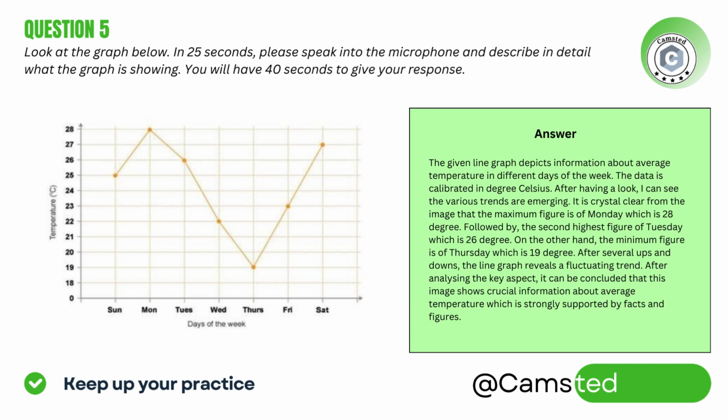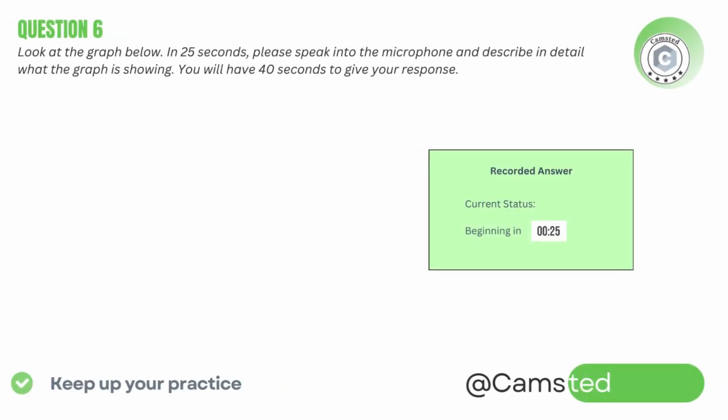On the other hand, the minimum figure is of Thursday, which is 19 degrees. After several ups and downs, the line graph reveals a fluctuating trend. After analyzing the key aspect, it can be concluded that this image shows crucial information about average temperature, which is strongly supported by facts and figures.